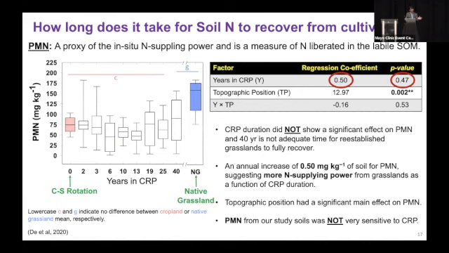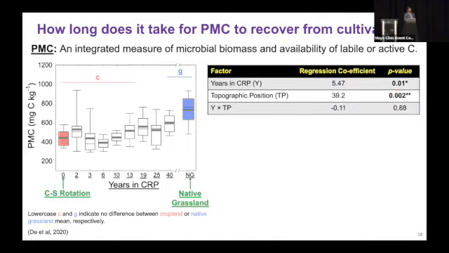Whereas when we look at that PMN, we measured it based on a lab-based incubation study. And from the same incubation, you can measure the potentially mineralizable carbon, which is an integrated measure of microbial biomass or the activity or the availability of the active carbon present in the soil. And in this case, we saw that CRP duration now showed a significant effect.